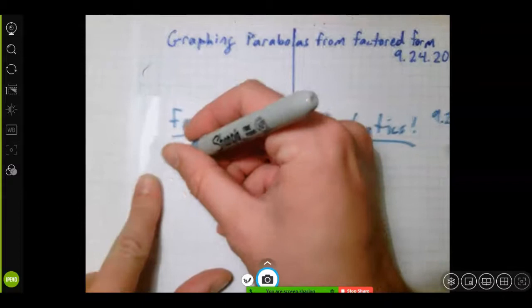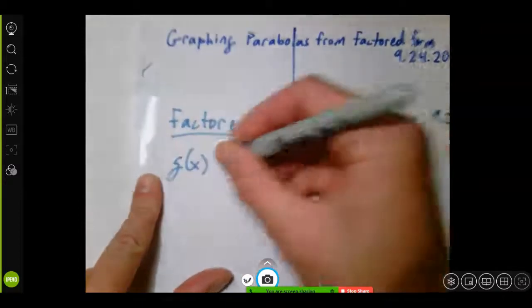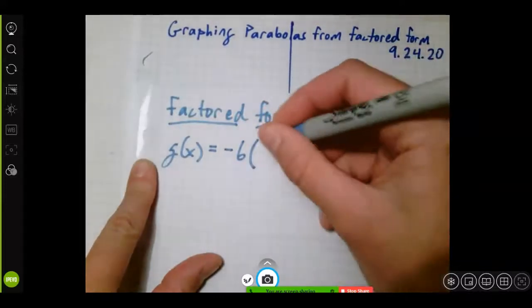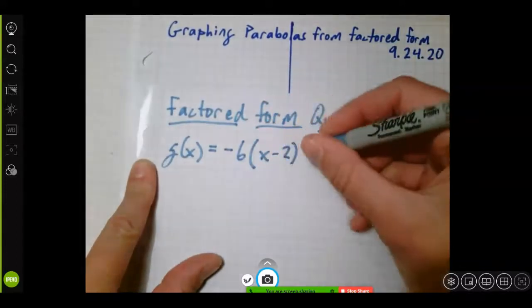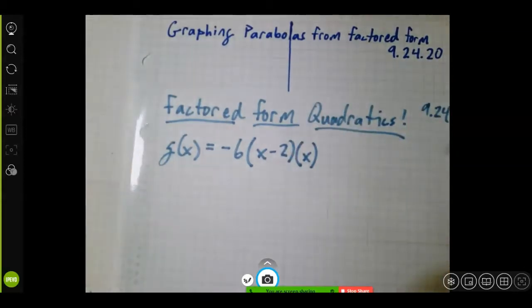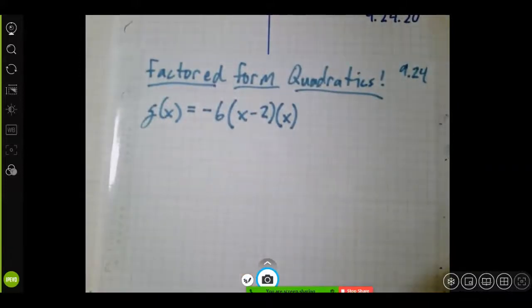So our first function, we're going to call g of x, and we're going to make it -6 times x minus 2 times x. Can anyone tell me anything about the behavior of this function just based off what we see written there for g of x? Anything? Kaylin. I think one of the x-intercepts should be the origin. Ah, why? I agree with you.